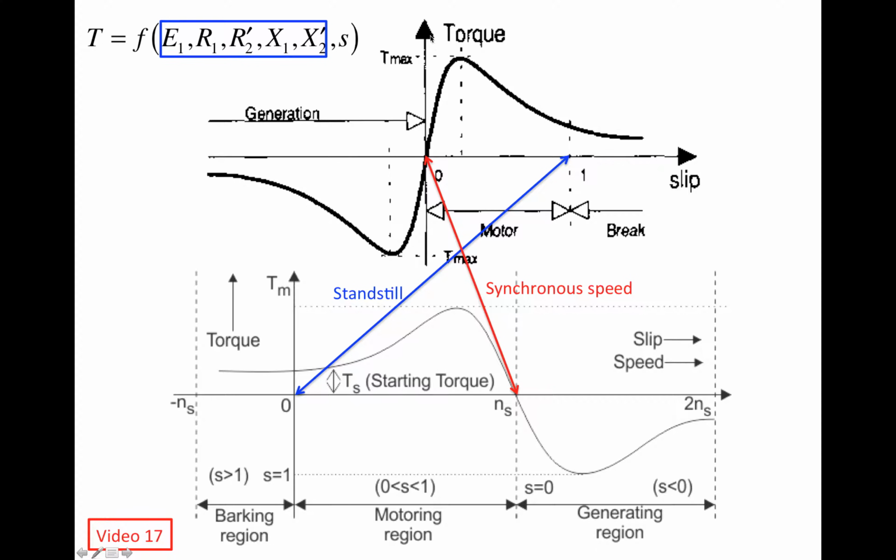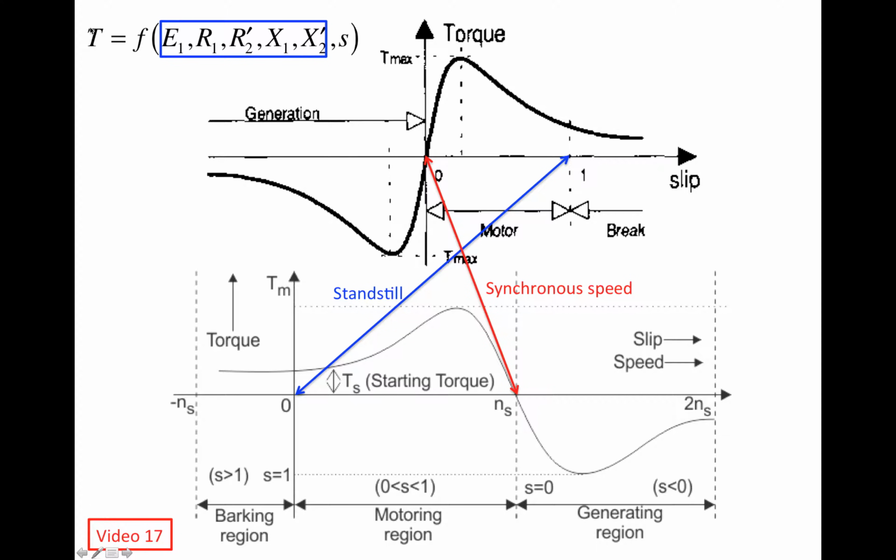So the vertical axis is usually torque, and the horizontal axis depends upon how you actually present the curve. It could be just the slip, right? Or it could be the rotational speed of the rotor. It depends how you actually present the curve.